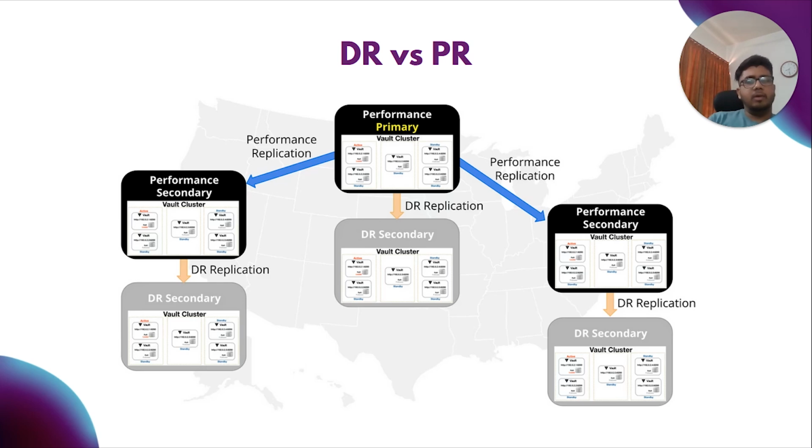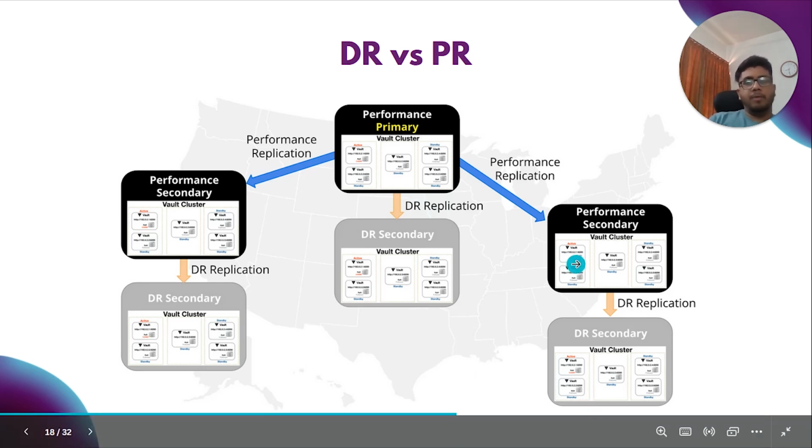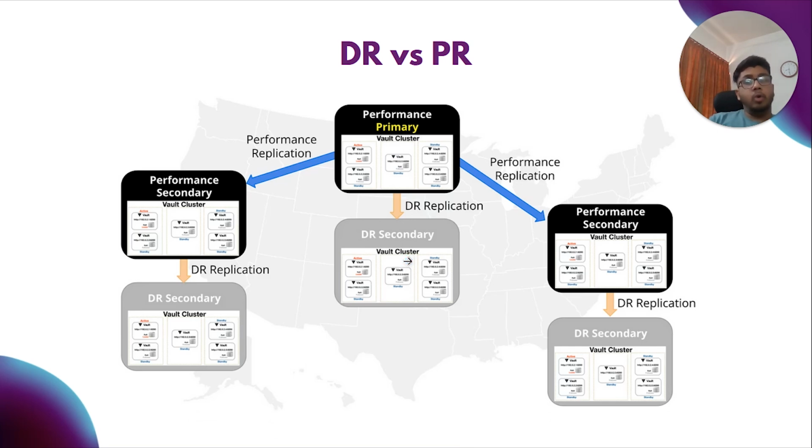So you can see how it works. Performance primary goes directly to DR, that is disaster recovery, if some disaster has happened. Otherwise, it will go to the secondary for the performance sort of thing.